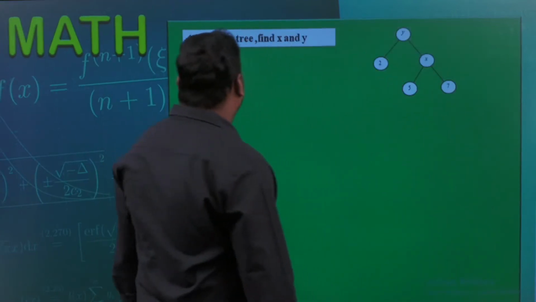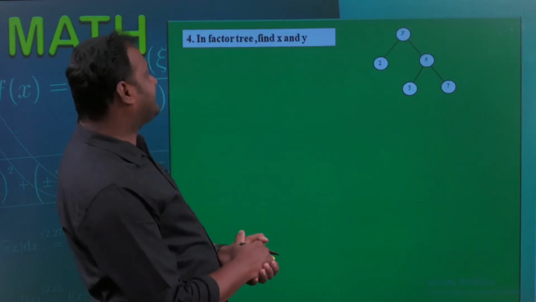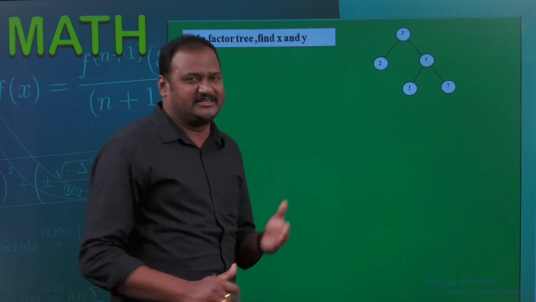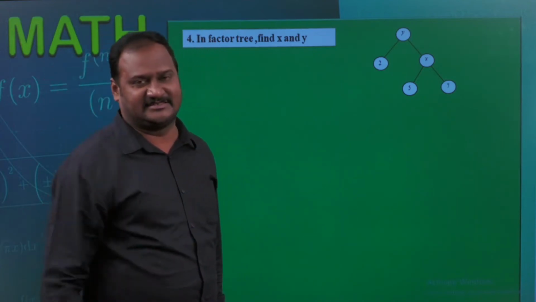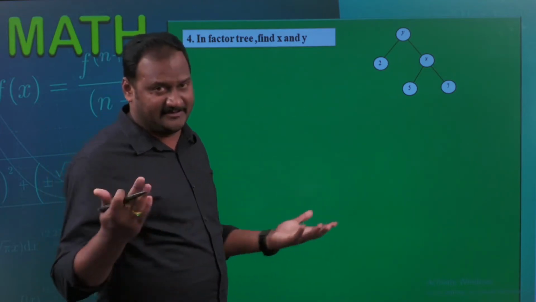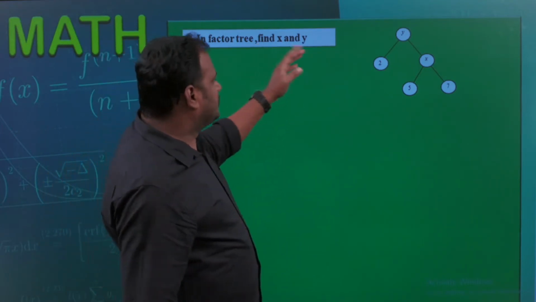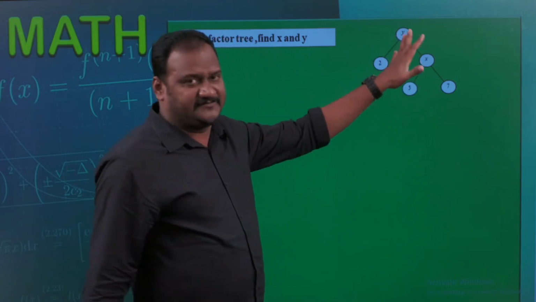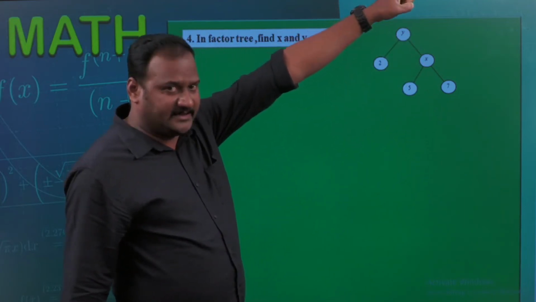Here the next problem is on the factor tree. I think you learned this factor tree even in 6th class, 7th class, right? It's pretty much easier for you. Even without my help, you can answer the problem. So these are all the factors. Always factors start from the top, isn't it?